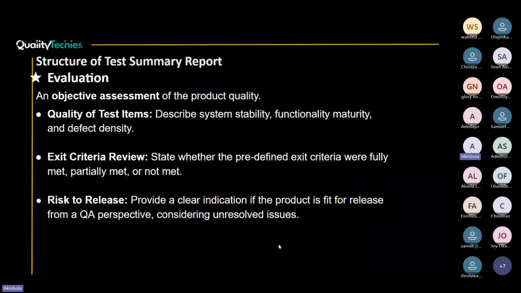Then the exit criteria review. Remember, you have predefined that in your test plan, so you have to review it again just to be sure that all has been met. And risk to release, then provide a clear indication if the product is fit for release from a QA perspective, considering unresolved issues, right? So you put the risk also there.